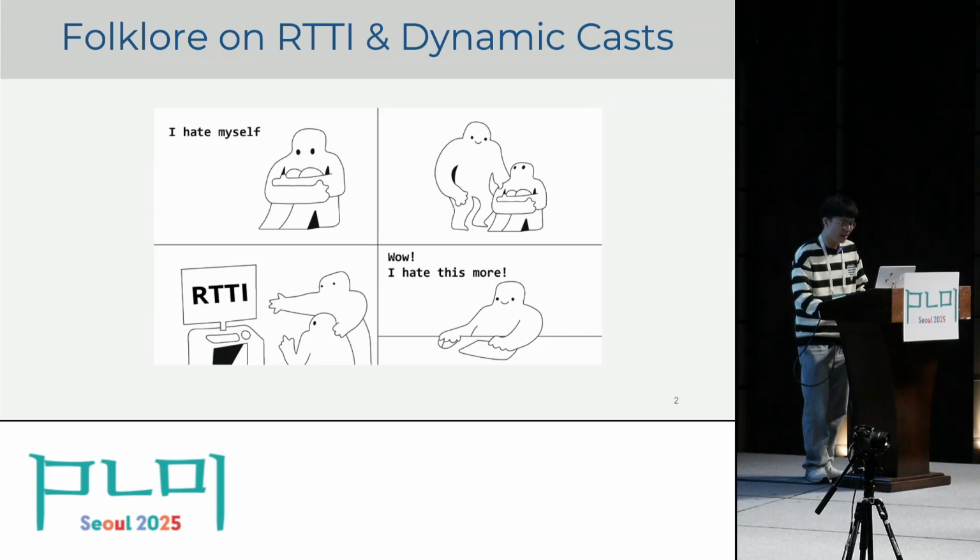So today I want to get to the bottom of this folklore, and more importantly, can we dramatically reduce the overhead of RTTI and dynamic_cast using link time optimization? So first, let's look at what dynamic_cast actually is.